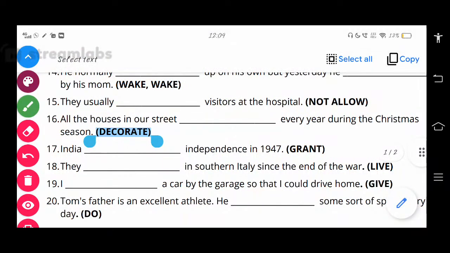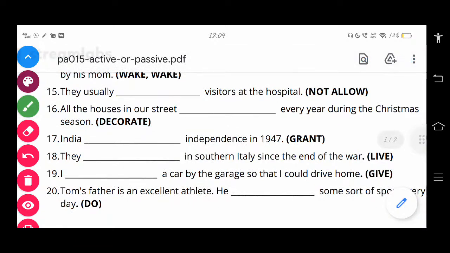Let's look at the 16th example. In the 16th example, what was given? See, all the houses in our street. So all the houses in our street, that's the subject. It's a phrase, right? All the houses in our street dash every year during the Christmas season. All the houses in our street dash decorate every year during Christmas season.